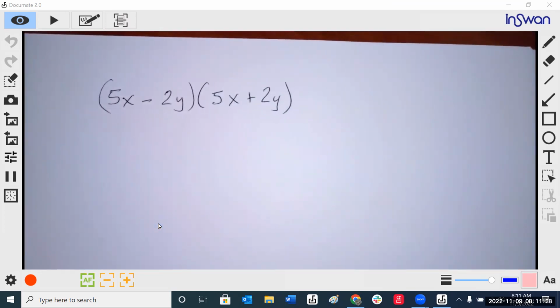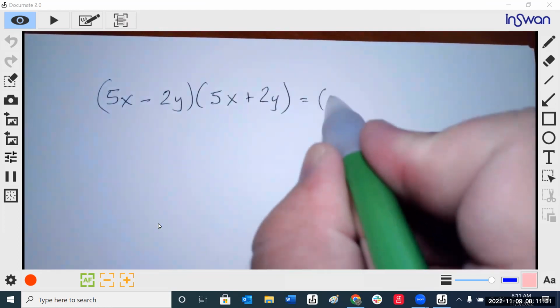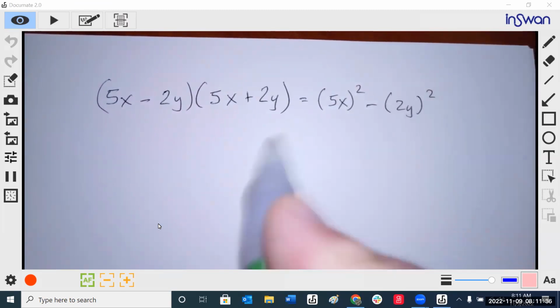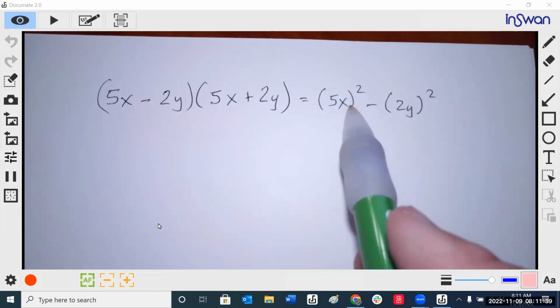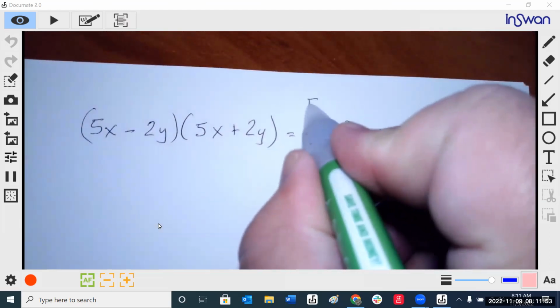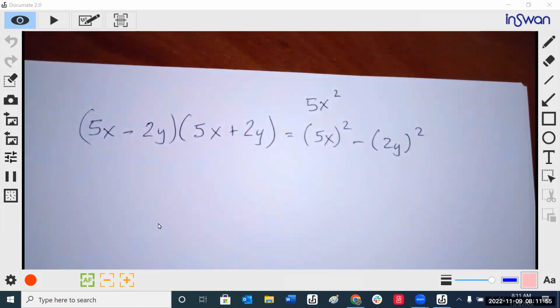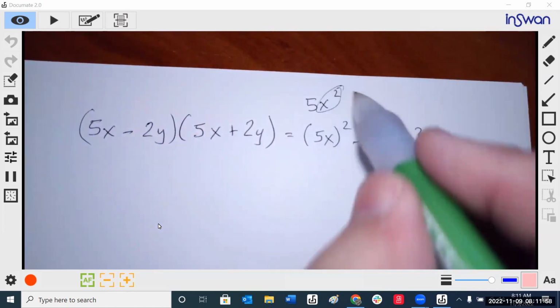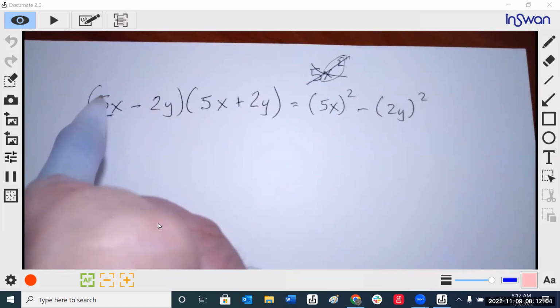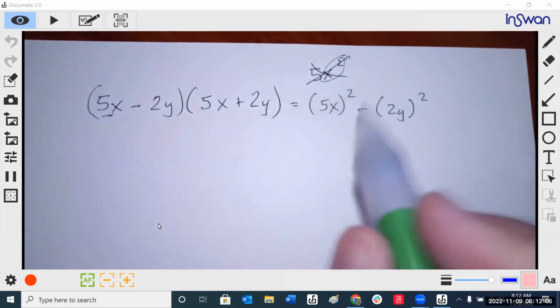What's that going to be? Right. Notice I put them in parentheses. If I didn't put them in parentheses, what would be wrong about it? Exactly. If I didn't put the parentheses around there, I would have just had this. The square only goes to the x. That's wrong. So if you have 2 or more terms as an element in there, put them in parentheses.